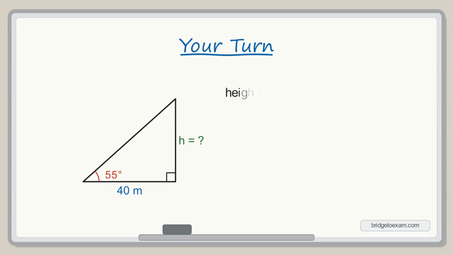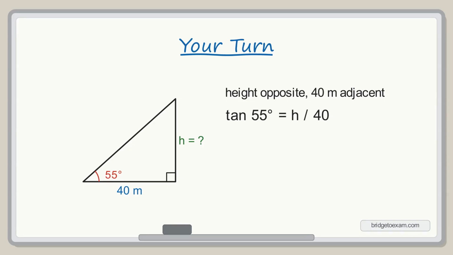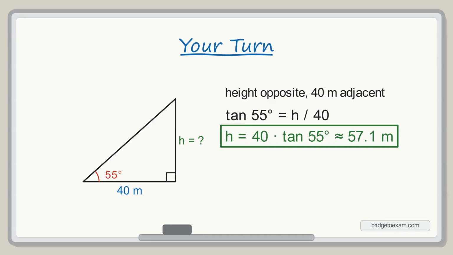The height is opposite the angle, and the 40 meters is adjacent. Opposite over adjacent is tangent, so tangent 55 equals h over 40. So the height is 40 times tangent 55, which is about 57.1 meters.